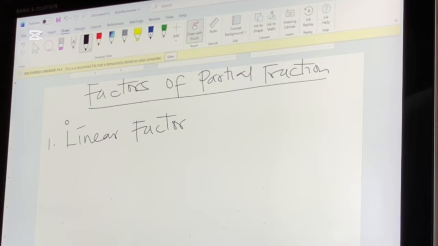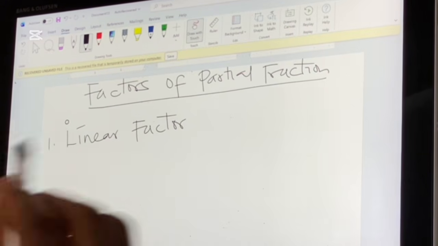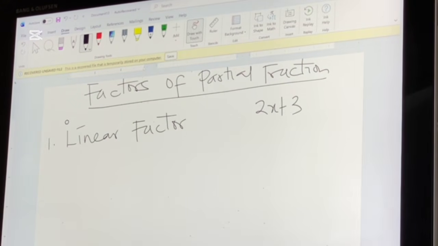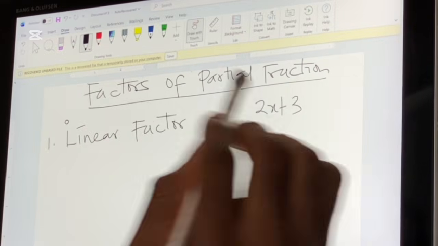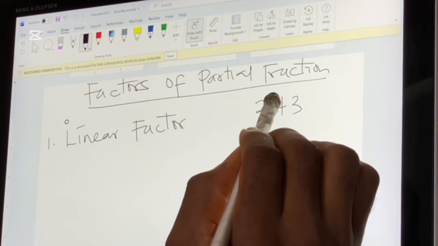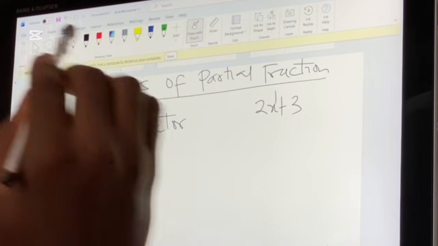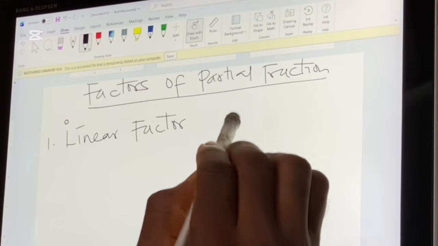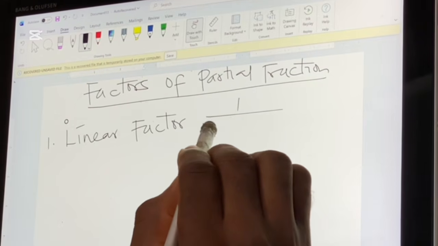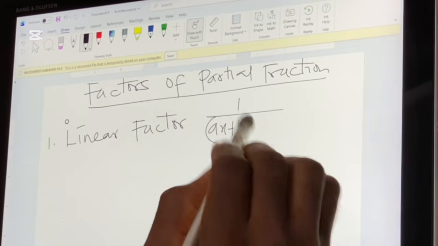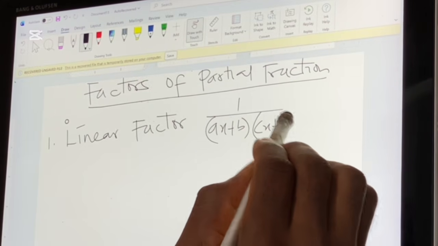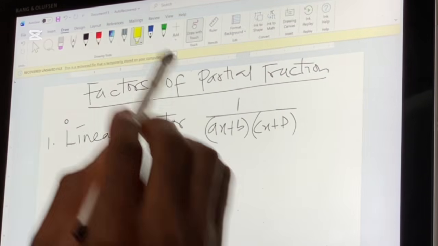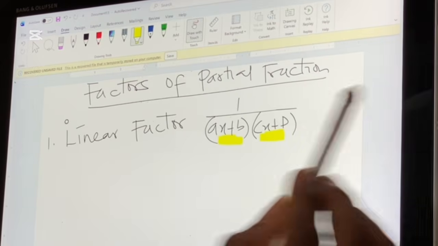Now before we consider the linear factor, let's know when an expression is linear. If I have 2s plus 3, we call this a linear expression, right? Why? Because s is raised to the power of 1 here. Please take note. So if I have something like 1 over as plus b into cs plus d, we call this expression here a linear factor.